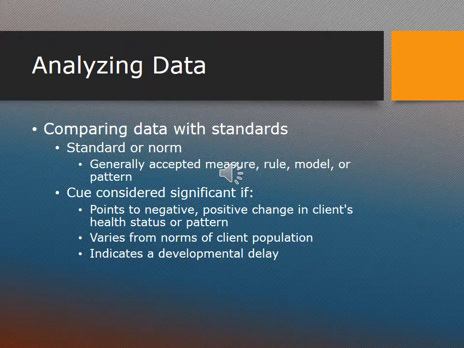You also look at cues to consider significant. Remember, cues are the data we gather, subjective and objective data. They can point to something negative. They can also point to a positive change in the client's health status, because at the end of the day, we want patients to improve. We might have something negative that varies from the norm and maybe could indicate some type of developmental delay. So be careful when you look at your cues and then make an inference from these cues. What does it mean?